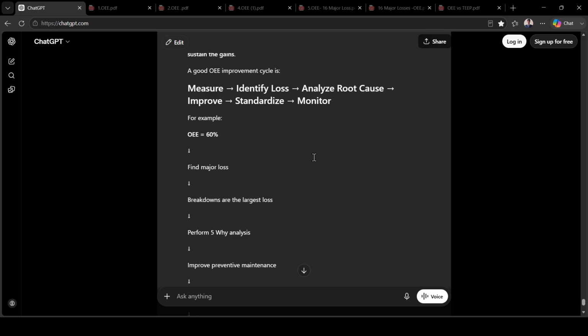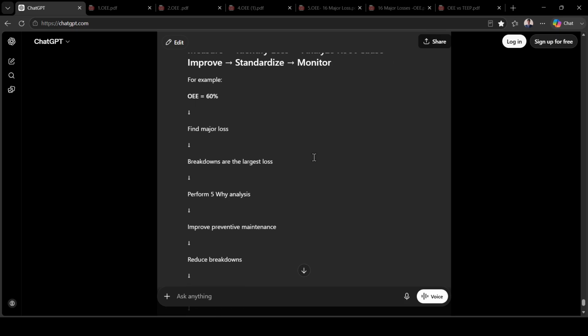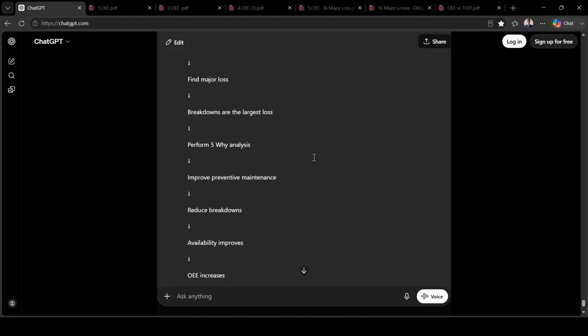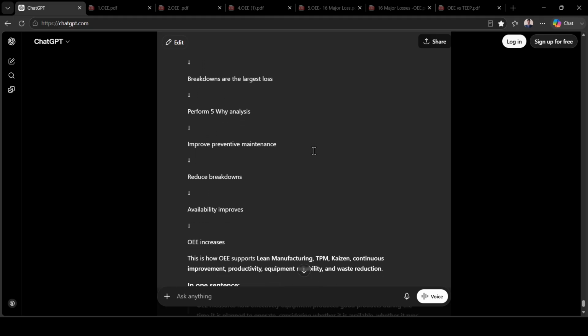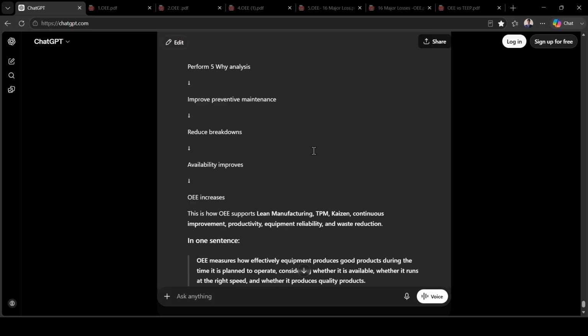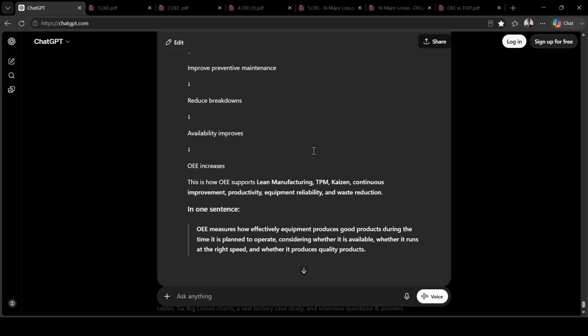For example, if OEE is 60%, then find the major losses. Breakdowns are the largest losses, so perform Pareto analysis and improve preventive maintenance. This reduces breakdowns, improves availability, and then OEE increases. This is how we support lean manufacturing, TPM, Kaizen, continuous improvement, productivity, equipment reliability, and waste reduction.